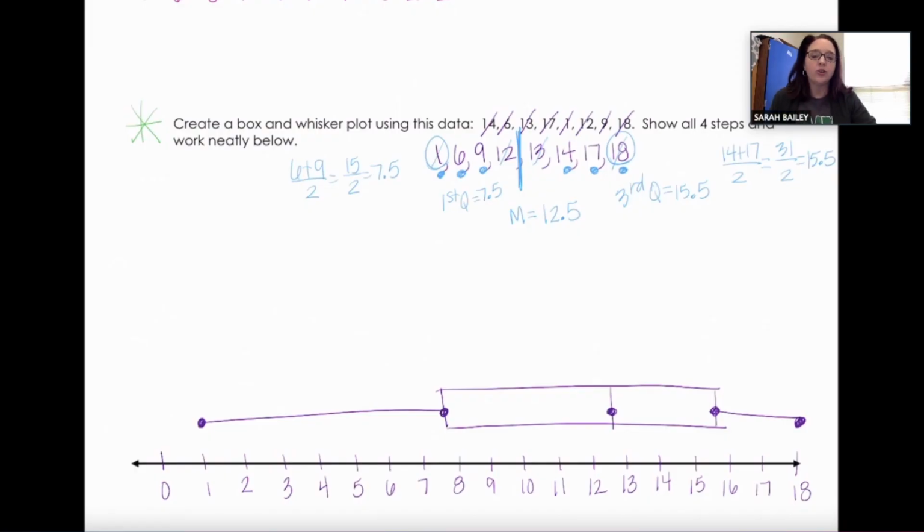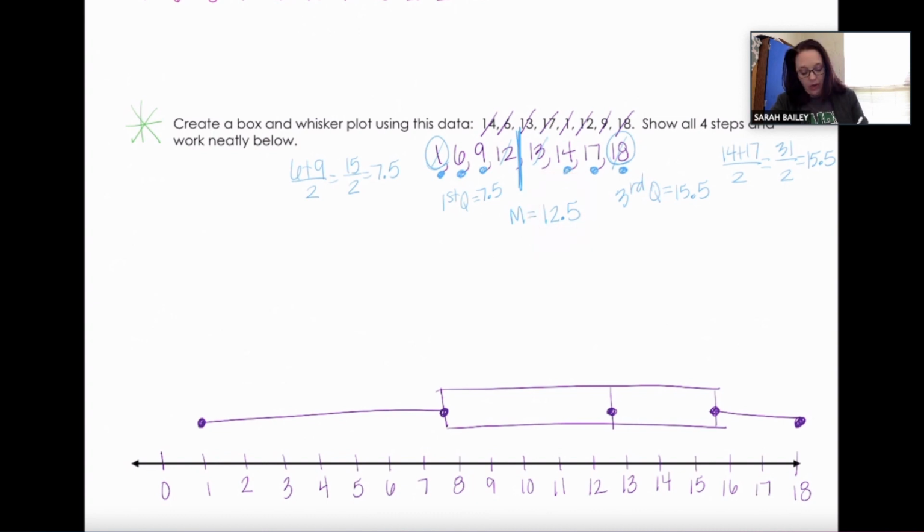Hey guys, so you had an opportunity to practice making box plots on your own. With this particular problem, notice that the median was not part of the data. So it was halfway between 12 and 13. And I know that halfway between 12 and 13 is 12.5. I could have added the 12 and 13 together and divided by 2. I'm still going to get 12.5.